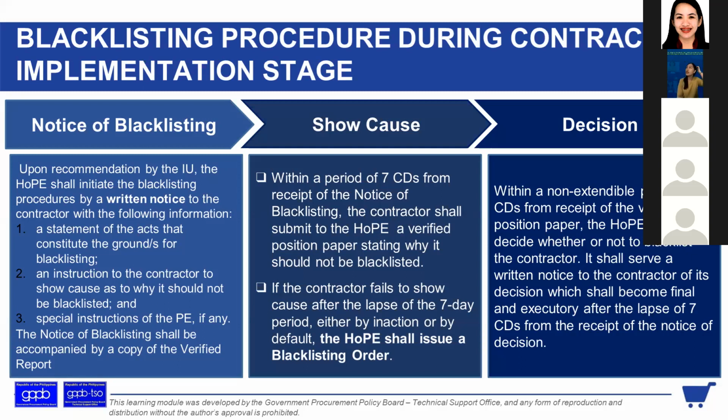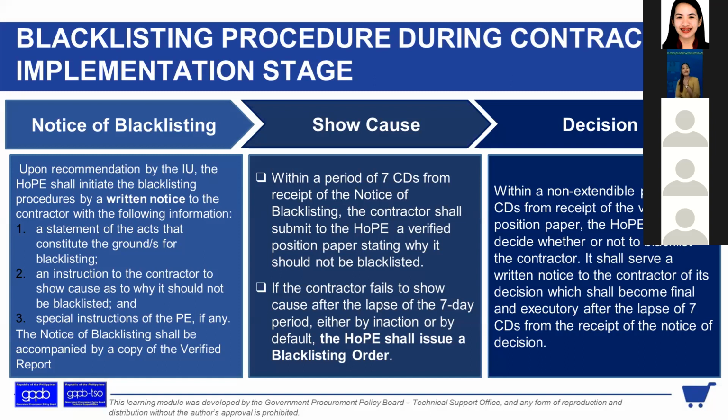Then what will be the content of the show cause? What will happen after the notice of blacklisting? Then the show cause order will follow. Within a period of 7 calendar days from receipt of the notice of blacklisting, the contractor shall submit to the procuring entity a verified position paper. Again, verified. It must be notarized, in affidavit form, stating why it should not be blacklisted. It's not a letter, ha? It's not a letter, but a verified position paper stating why it should not be blacklisted.